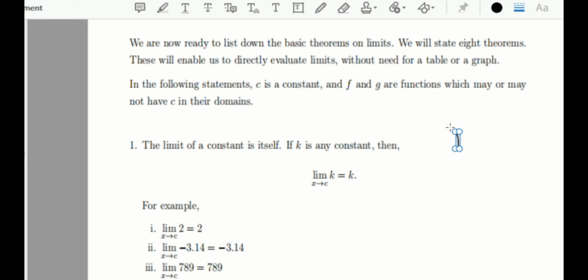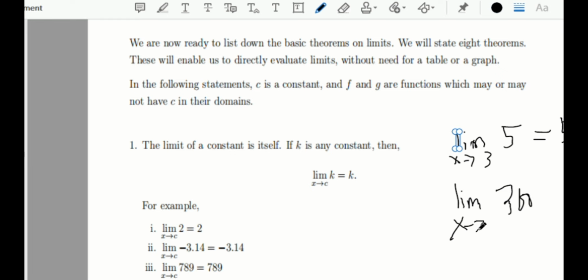Also, the limit of 5 as x approaches 3, based on this theorem, is equal to 5. The limit of 300 as x approaches negative 1 is equal to 300. If you take the limit of a constant, the result is always the constant itself. That is theorem number 1.